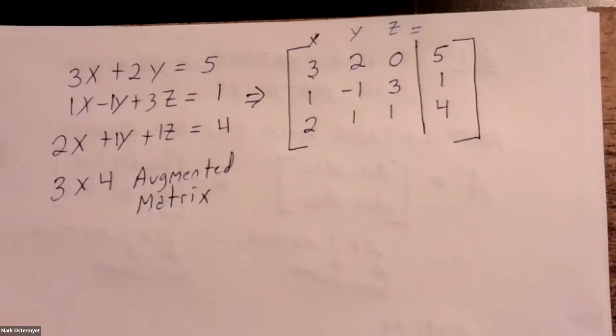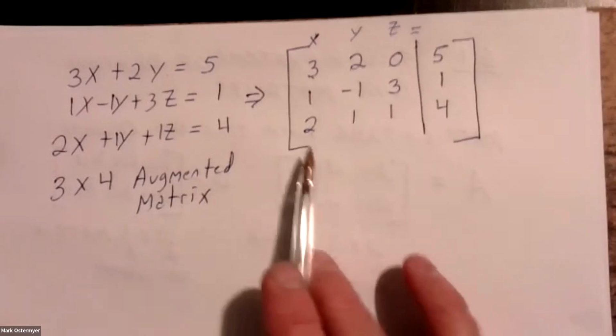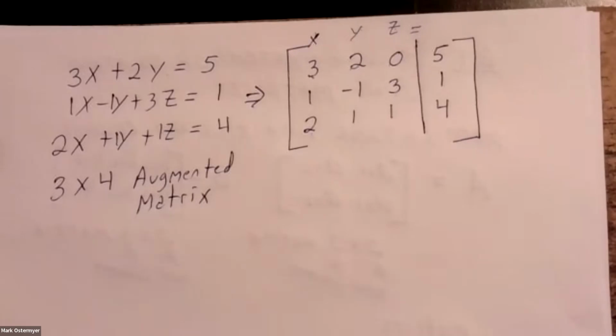So, ladies and gentlemen, what are we going to do? Once we represent a system using a matrix, how are we going to solve the system? Well, ultimately, we're going to have to get this matrix into a special form called echelon or reduced row echelon form. And what does it mean for a matrix to be in row echelon or reduced row echelon form? Well, we're going to show you that in a moment.